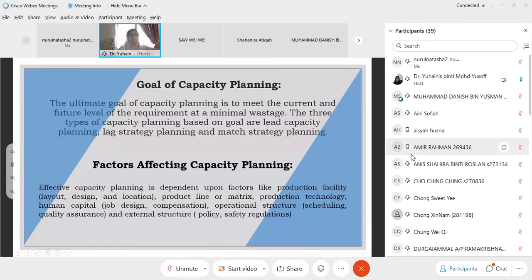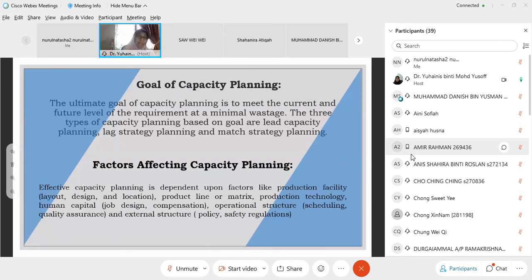This one. Okay. So these are the other factors affecting capacity planning. Kan? Dia kata sini effective capacity planning it depend on the factors like facility layout, kan? Design macam mana, location kilang kita kat mana, and then product line matrix production, kan? Human capital kita macam mana, job design kita, operational structure and external structure kita macam mana, polisi adakah kerajaan akan tukar polisi yang baru, kena ada a new regulation, tu semua akan mempengaruhi perubahan-perubahan dalam capacity planning kita, kan.